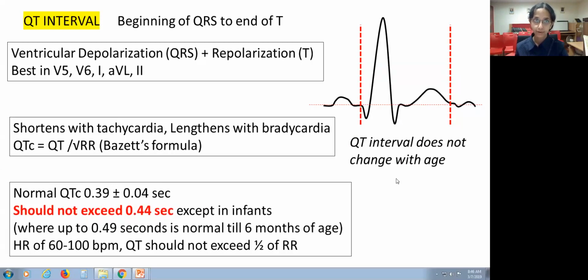just to have a very short way of calculating QTC, if you see an ECG and if you see the heart rate between 60 and 100, then generally QT should not exceed half of RR interval. This is a very quicker way. You cannot use this for heart rates which are exceeding 100, which commonly happens in children. So if it's a very fast heart rate like 120, 130 per minute, then your QT could be more than half of RR and it still could be normal.